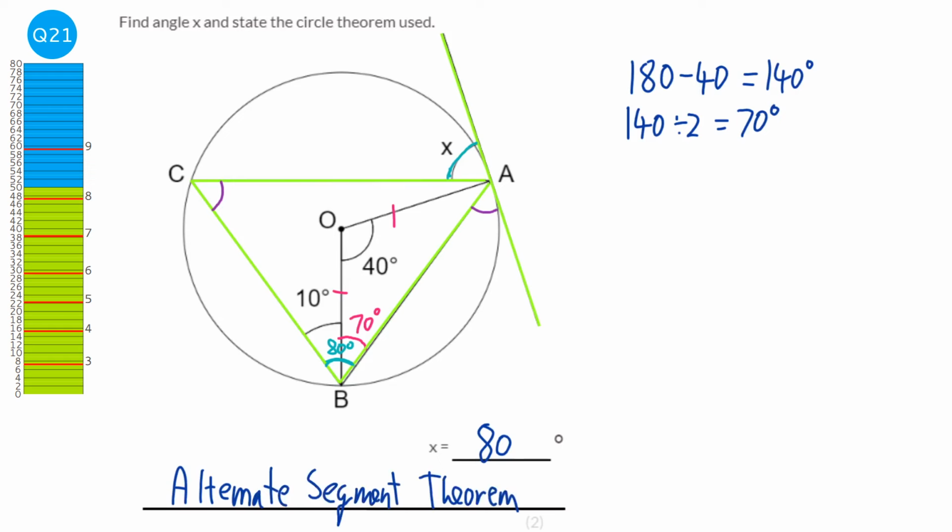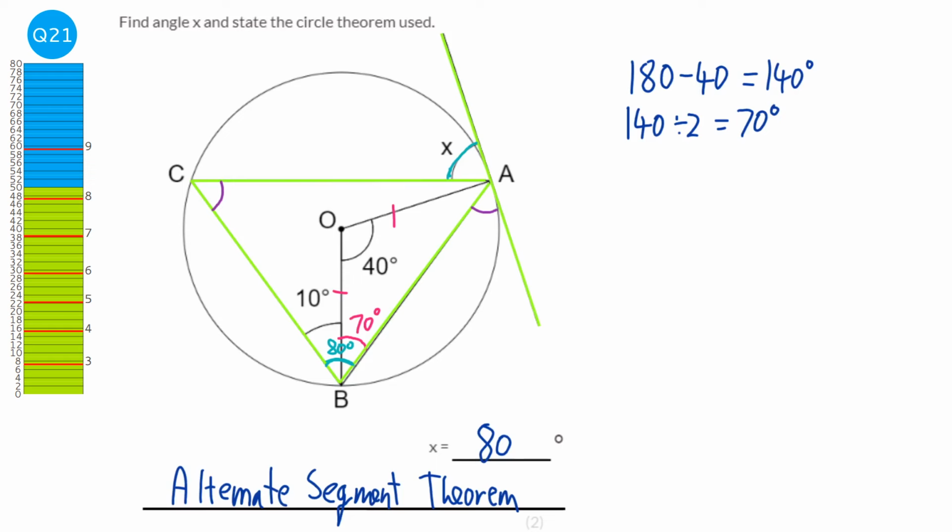You must have those 3 words written down, and it's crucial that you write them down in that order, and you don't call it an alternate segment or a segment theorem. It has to be those three words. And in all mark schemes, it will have those three words written down.